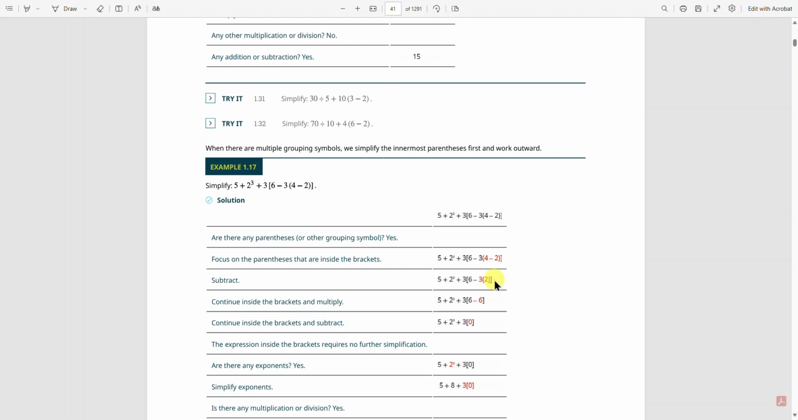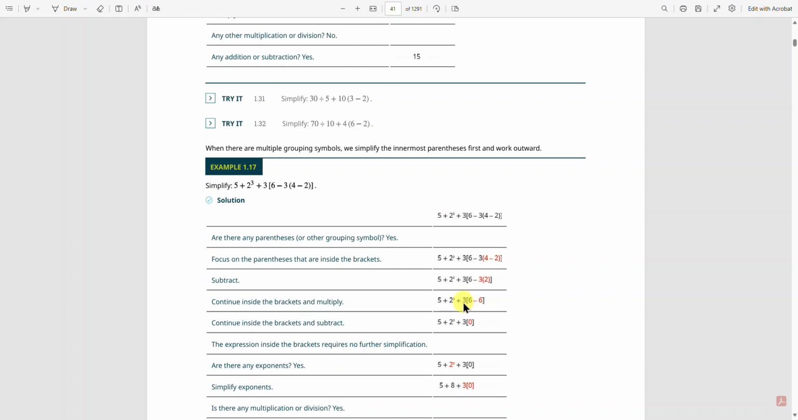So starting inside this bracket, we now apply the order of operations. We have 6 minus 3 times 2. What should we do first inside these brackets? Well, we should do multiplication first, not subtraction. So we're going to multiply 3 times 2. That leaves us with 6 minus 6 inside the brackets.